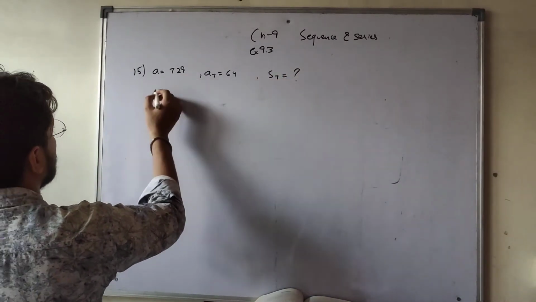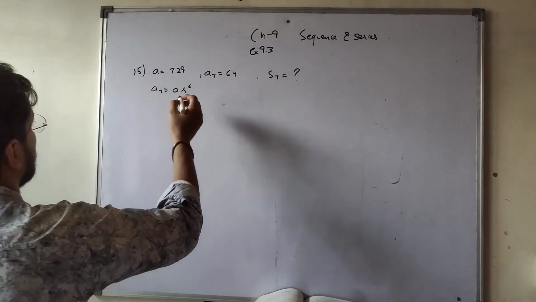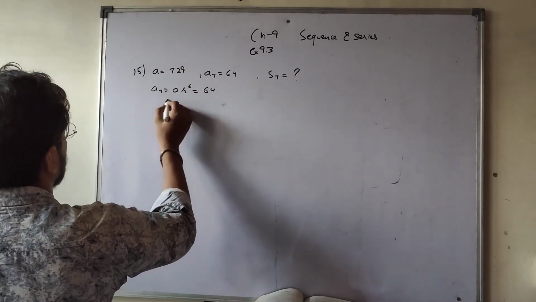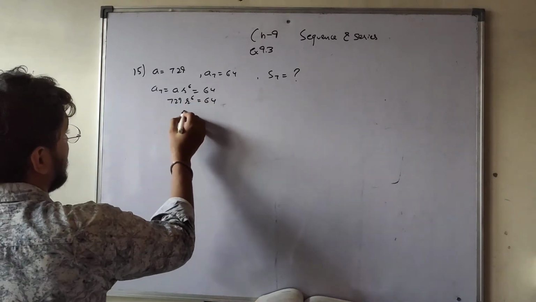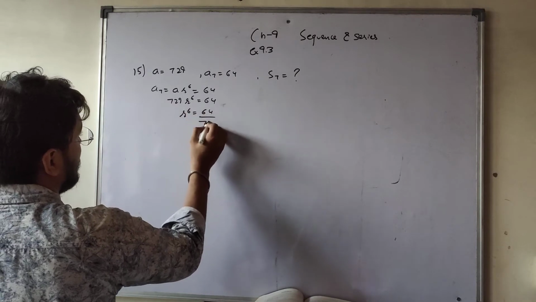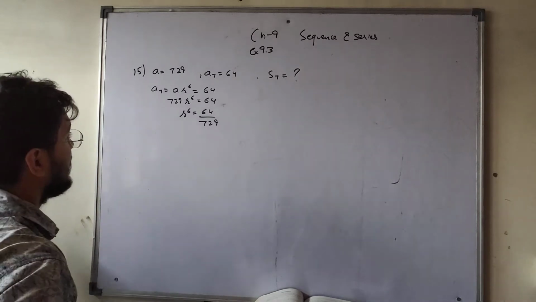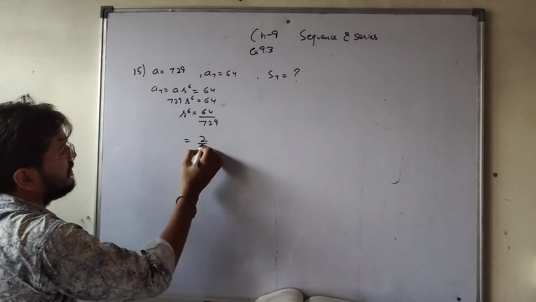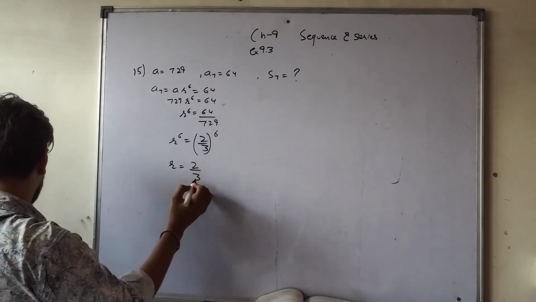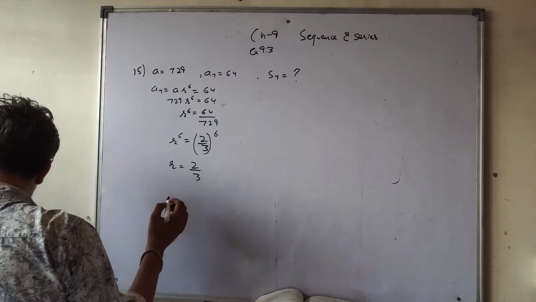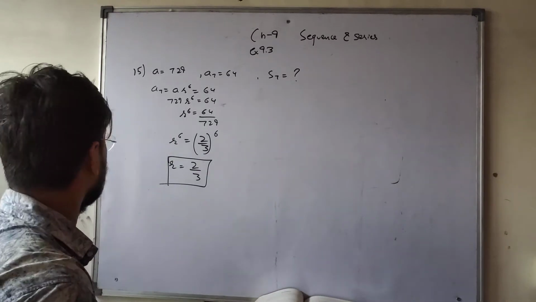So a7 is 64, so a7 is equal to ar raised to power 6, ar raised to power n minus 1. So ar raised to power 6 is equal to 64. So 729 r raised to power 6 is equal to 64, right? So r raised to power 6 is equal to 64 upon 729. We can say this is 2 upon 3 raised to the power 6. So r is equal to 2 upon 3, right? So common ratio is 2/3.